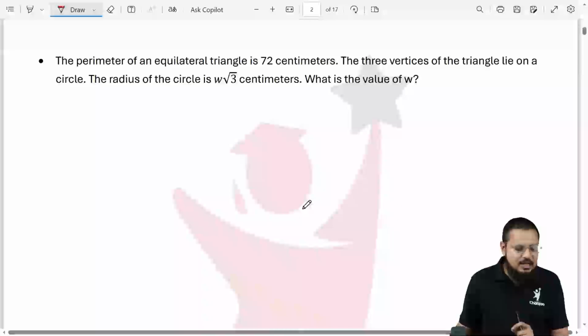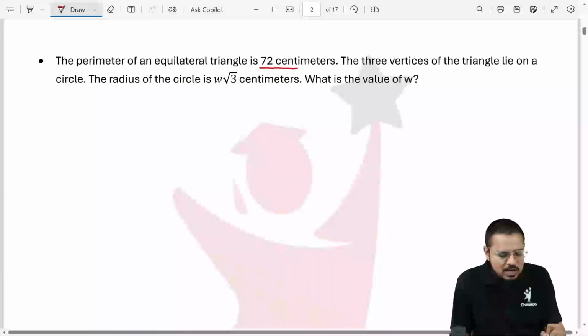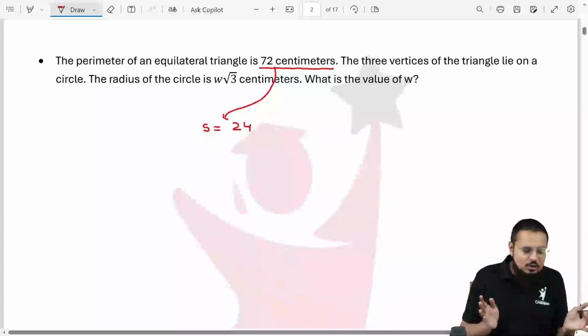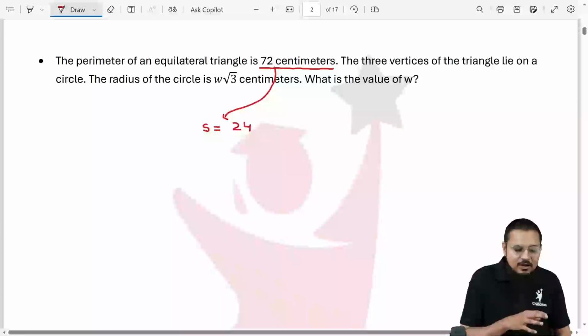Okay, so here is another question for you. The perimeter of an equilateral triangle is 72 centimeters. So obviously each side length of this equilateral triangle should be equivalent to 72 divided by 3, because an equilateral triangle has all three side lengths equal to each other. Now it says that the three vertices of the triangle lie on a circle, which means that this equilateral triangle is basically inscribed in a circle.